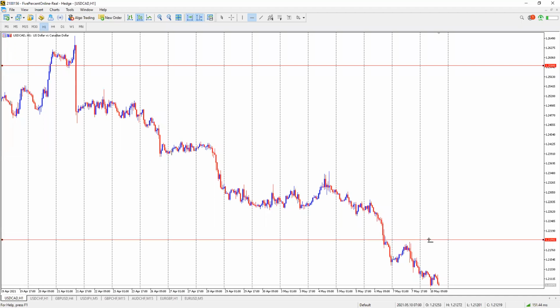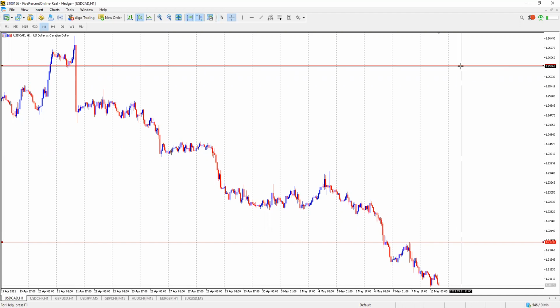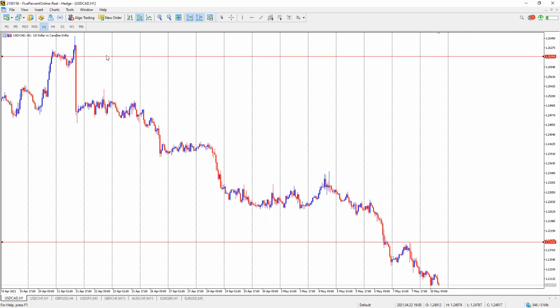For now, first I will look for this level to be broken out. If the price will break out this level, then most likely the price will tend to reach and go all the way up, maybe to the supply here at the top. To be more precise, I think it's this one.